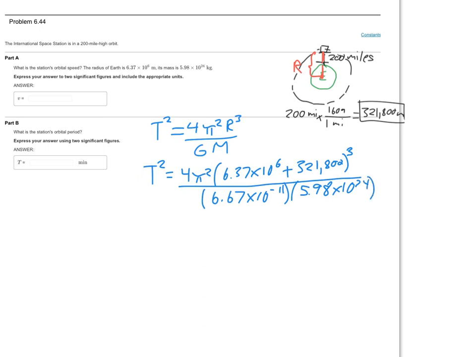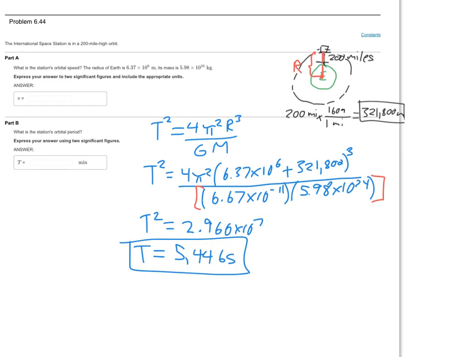Okay? Keep in mind that when you're doing this in your calculator, this entire bottom part needs to be in parentheses. Okay? If it's not in parentheses, you're going to end up getting a wrong answer. So be careful here when you're plugging it into your calculator. So we can go ahead and evaluate this, and we find here that t squared is going to be 2.966 times 10 to the 7th. And then when we go ahead and solve for t by taking the square root, we get that t is going to be 5,446 seconds. So there is our orbital period here for the International Space Station.